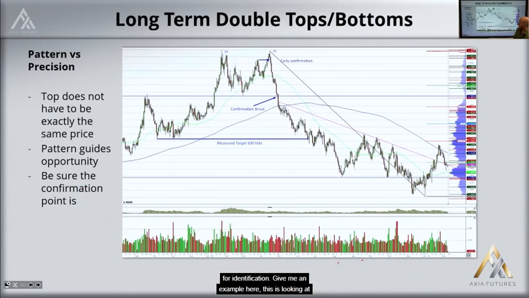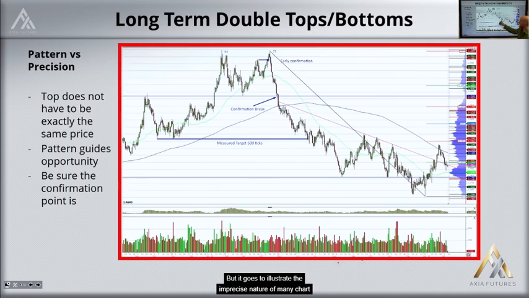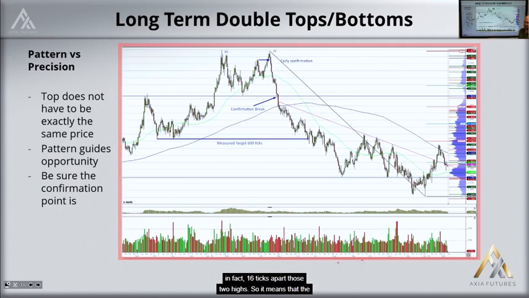Give you an example here. This is looking at a daily one. So obviously this is a pattern that is going to give you directional bias more so than anything else. But this goes to illustrate the imprecise nature of many chart patterns. The structure's there. If you didn't have any numbers there, you'd say absolutely that's a double top, but that's in fact 16 ticks apart, those two highs.